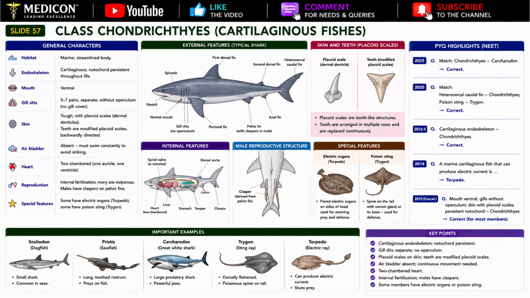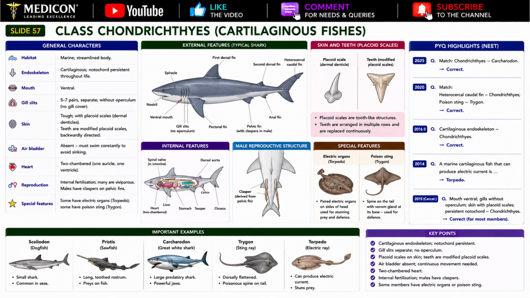Now comes the class Chondrichthyes, cartilaginous fishes. The generalized characters of the Chondrichthyes: habitat is marine, streamlined body, endoskeleton is cartilaginous, notochord persistent throughout life, mouth is ventral, gill slits are 5 to 7 pairs, separate, without operculum, no gill cover. Skin is tough with placoid scales, teeth are modified placoid scales, backwardly directed. Air bladder is absent, must swim constantly to avoid sinking, and heart is two-chambered, one auricle and one ventricle.